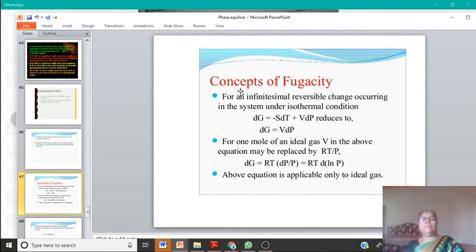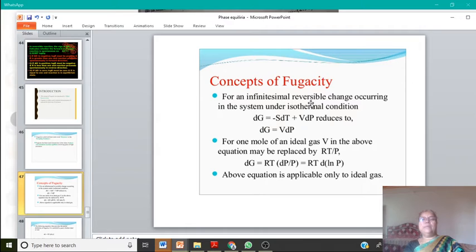Then the concept of fugacity. Here, for infinitesimally reversible change occurring in a system under isothermal condition, I mean you are very well familiar with this equation: dG is equal to minus S dT plus V dP.